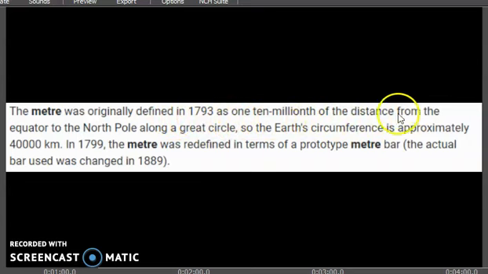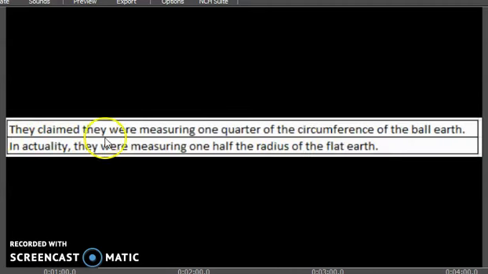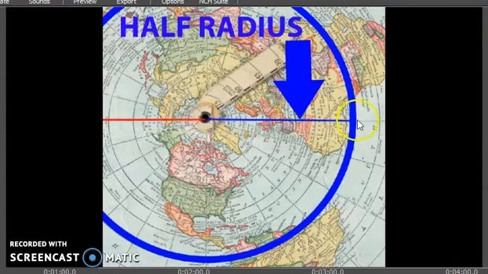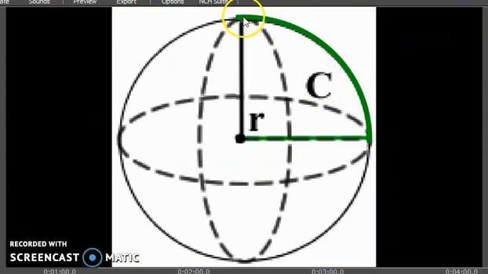1/10 millionth of the distance from the equator to the North Pole. And you also notice it was redefined in 1799 in terms of a prototype meter bar. They claimed they were measuring 1/4 of the circumference of the ball Earth. In actuality, they were measuring 1/2 of the radius of the flat Earth. So they measured from the North Pole to the equator, which is half the radius of the flat Earth, and they claimed it was 1/4 of the circumference of the ball Earth, and then they solved for the radius.